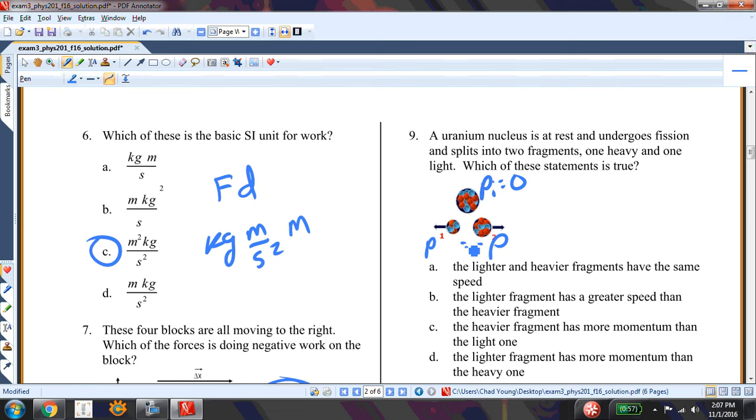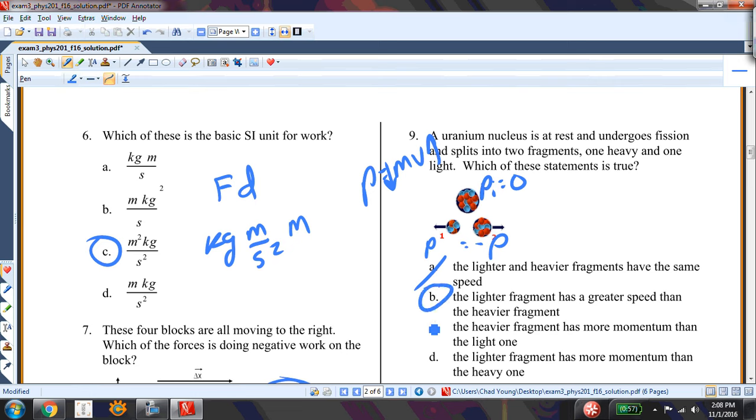So let's look at the options. Oh, the lighter object will move faster because it's lighter. P equals mv. If m goes down, v goes up. If p is constant, the heavier one will move slower. The lighter and heavier fragments have the same speed. The heavier ones travel slower. The lighter fragment has a greater speed.